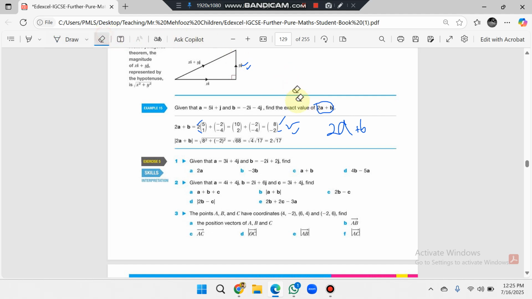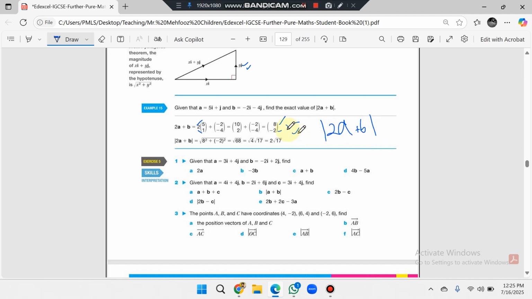Now he is also asking about the modulus value or magnitude of this vector. So for the magnitude, we have to take the square of 8, plus the square of minus 2, and also the square root of these two terms. It becomes the square root of 68. When we simplify it, your answer will be 2 square root of 17. He is simplifying without using a calculator. You can use the calculator for simplifying also.